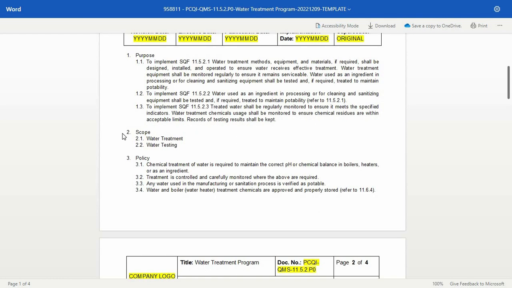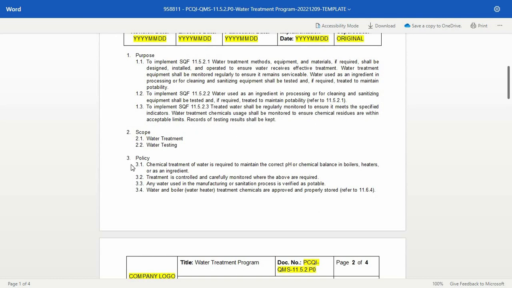The second component of the program is scope. The scope of the program is based on the purpose and serves as a guide in defining and describing the layout of the procedure, which includes water treatment and water testing. Third is policy. The policies are the rules set by the company as their implementation guide.